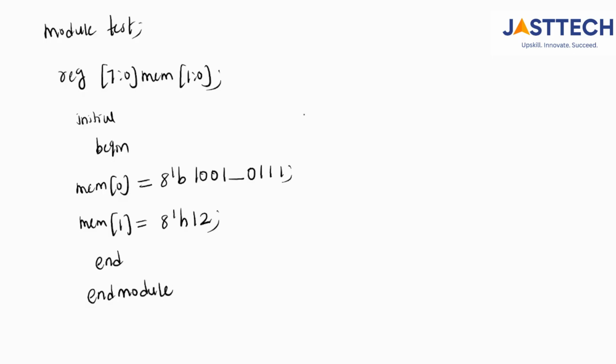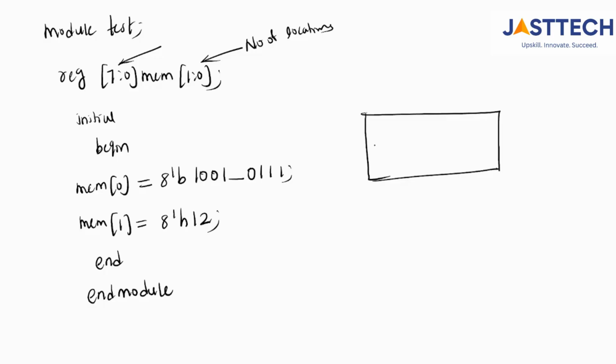Okay, so that means how many? So this is nothing but number of locations, and this is nothing but vector. That means each location, how many number of bits I can accommodate. This is by using the vector. So that means you have total two locations, 0 and 1. So first location, how many bits I can accommodate? 7 down to 0 means 8 bits. Okay, this is 1 0 0 0, 0 triple one. Like this I can accommodate.